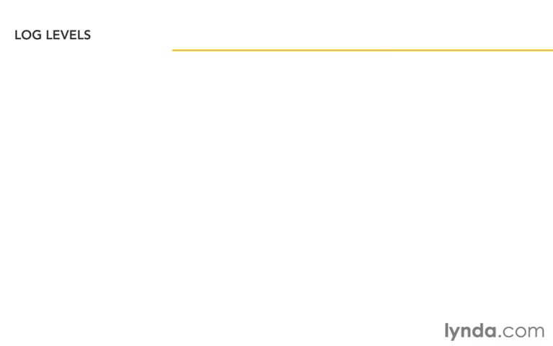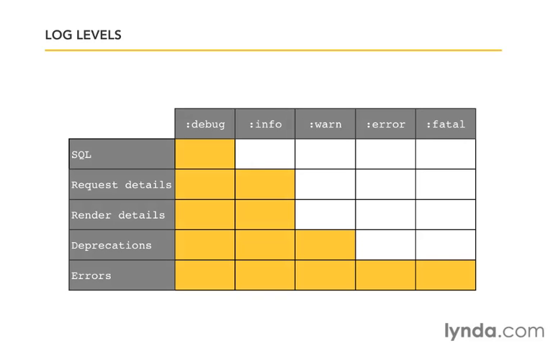There are 5 options: debug, info, warn, error, and fatal. Debug shows you everything. Shows you the errors, the deprecations, the details about the templates that get rendered, all of the request details, including the parameters that were sent, and it even shows you the SQL that it composes. So you can view the actual SQL that it writes and work to optimize it. That's appropriate during development, and that's why it's the default.